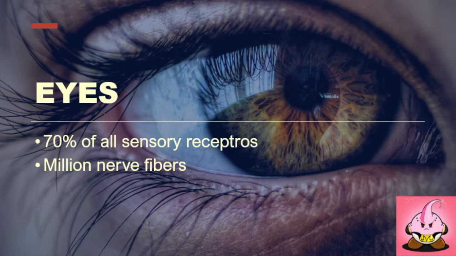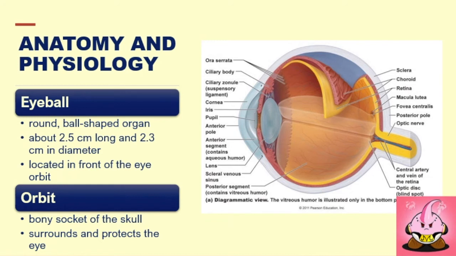And then there are millions of nerve fibers present in our eyes just to accommodate our visual needs. So for us to understand the anatomy and physiology, let's review some. Your eyeball is considered to be a round ball-shaped organ. It is about 2.5 centimeters long and 2.3 centimeters in diameter. It is located in the front of the eye orbit.